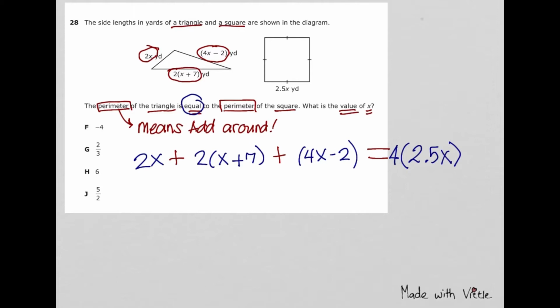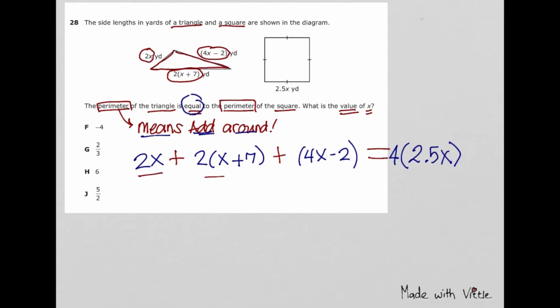First of all, you have to recall that perimeter means add around the shape. So for the triangle, you have to add 2x plus 2(x + 7) and this 4x - 2. Altogether, this will be the perimeter around this shape.